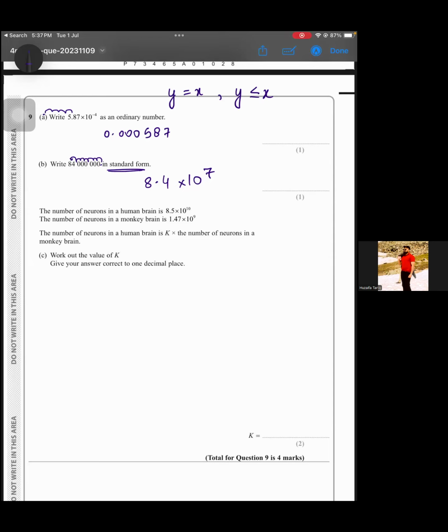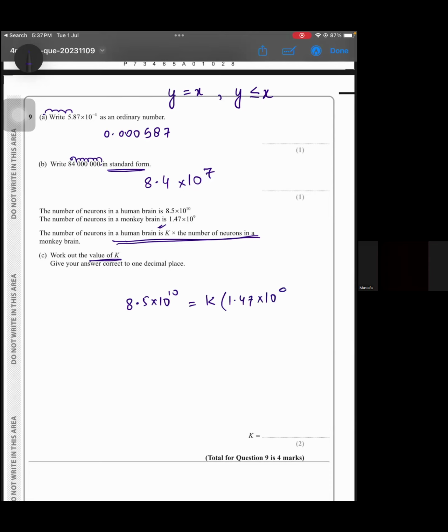Now, if we talk about part C, we need to find the value of k. They have given you the equation in which they ask: the number of neurons in a human brain, that means 8.5 times 10 to the power 10, equals k times the number of neurons in a monkey brain, which is 1.47 into 10 raised to the power 9. So when you divide it, it will be 8.5 times 10 raised to the power 10 divided by 1.47 into 10 raised to the power 9 equals k.